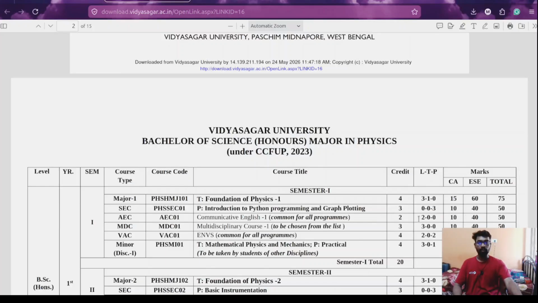Next, 10 marks for the communicative English part, this is very important also. 10 marks for your multidisciplinary course, this actually varies from college to college. So I'm not going to discuss in detail about this multidisciplinary course, when you take admission in your college, you have to understand what multidisciplinary course they mention for you specifically, right? And next is 50 marks.